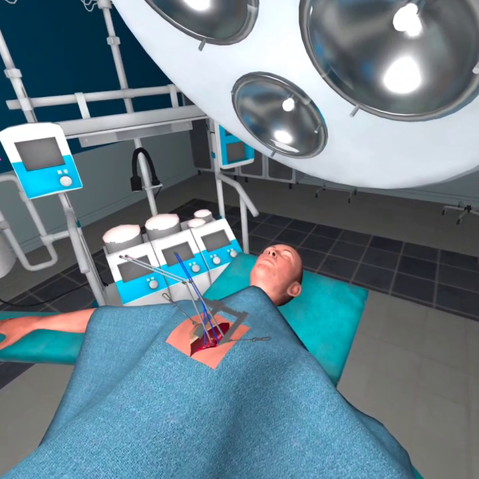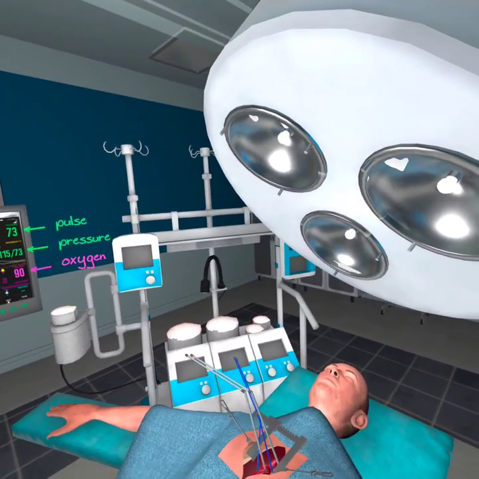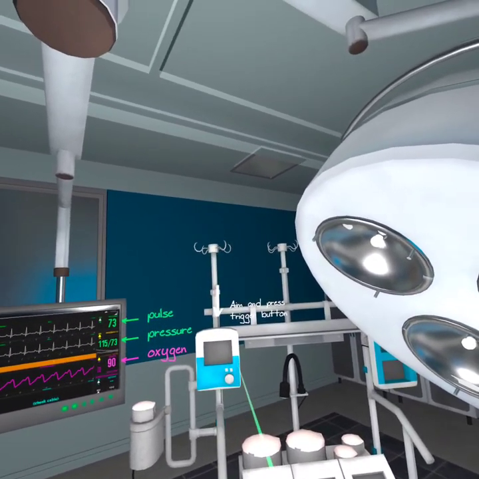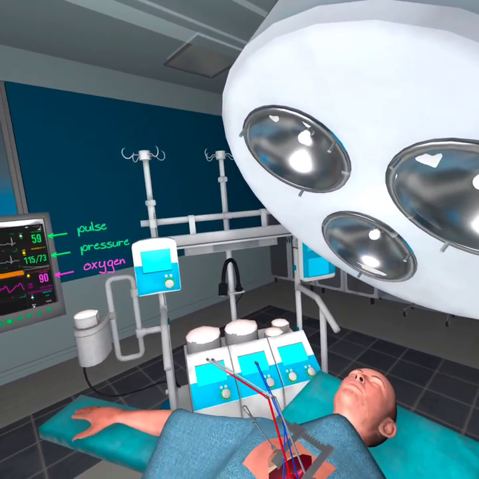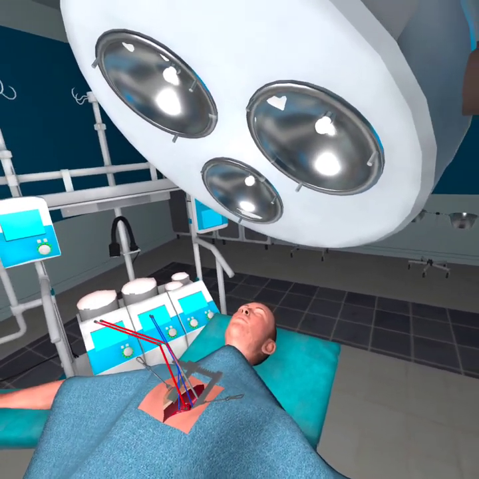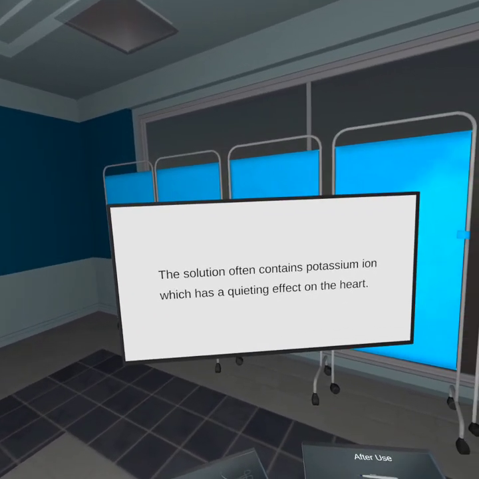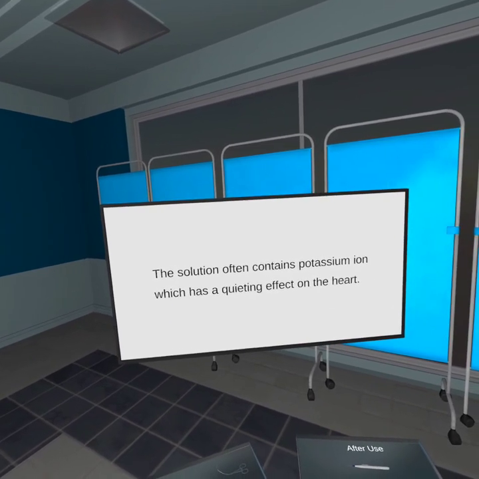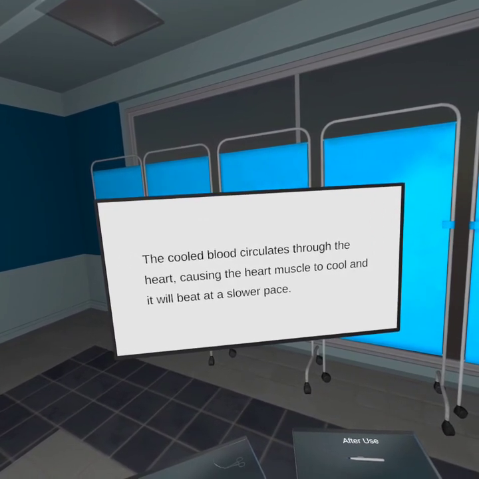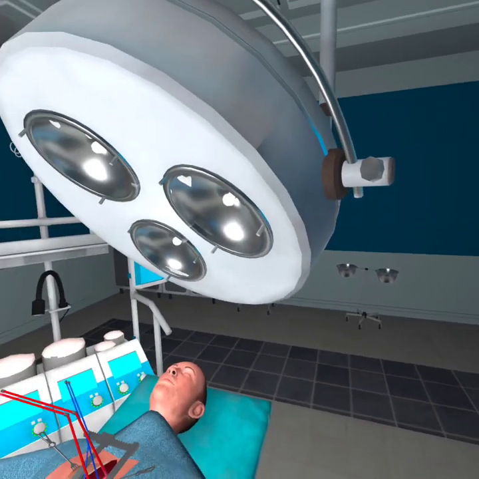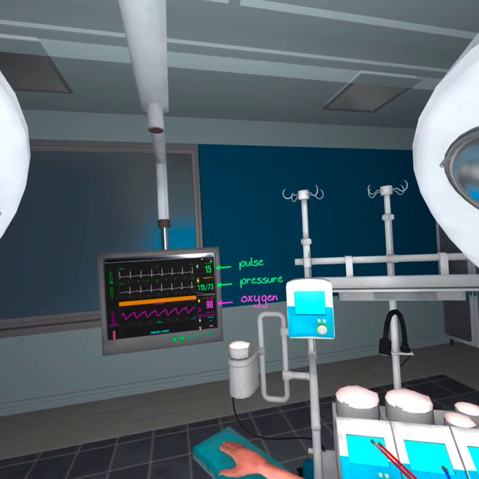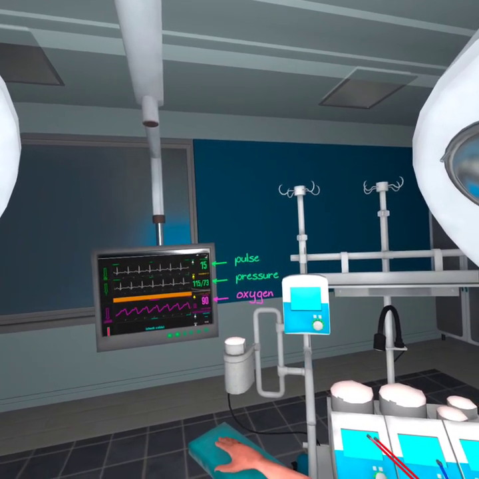Now, let's stop the heart beating using the same machine so that we can repair the heart safely. The surgeon infuses a chemical agent called cardioplegia, which stops the heart's function. The solution often contains potassium ion, which has a quieting effect on the heart. The cooled blood circulates through the heart, causing the heart muscle to cool, and it will beat at a slower pace. The machine will maintain blood circulation.